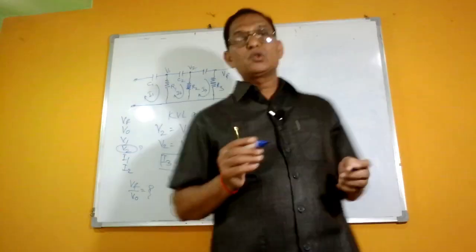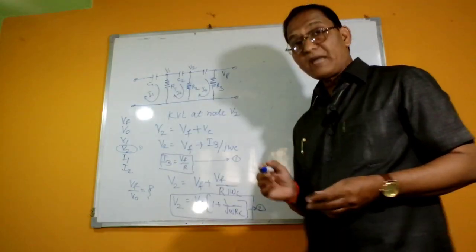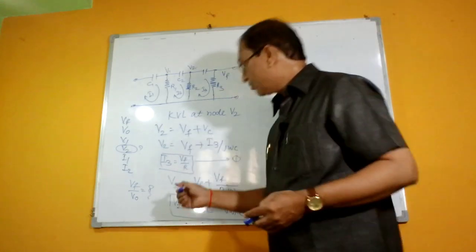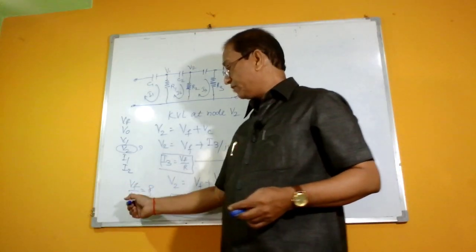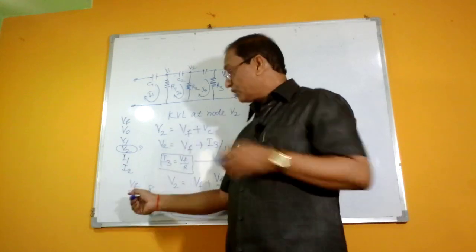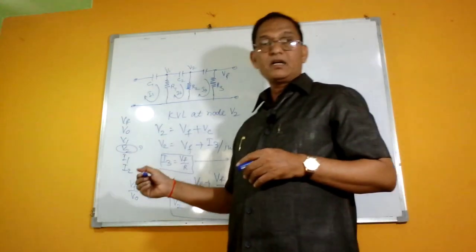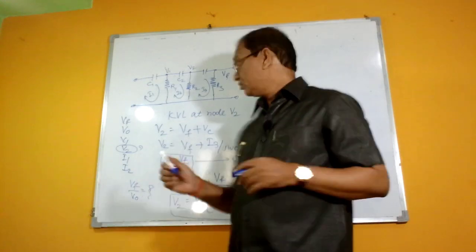Next, we are going to know about the feedback fraction, which is given in the form of beta equals VF divided by VO. That one we are going to calculate, beta, and how the A beta equals 1 criterion is to be fulfilled, that one we are going to see.